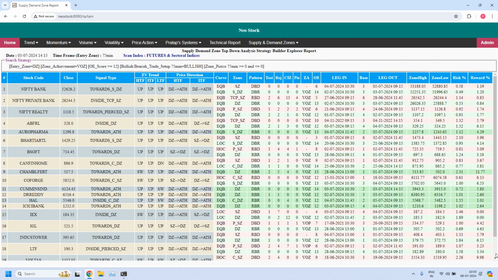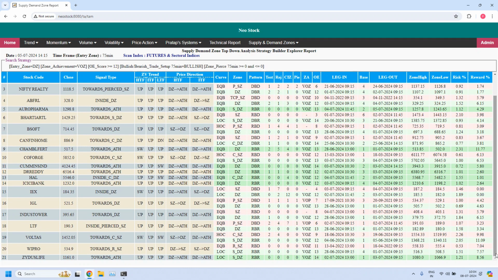So this is the filtered list. Let me scroll the list down. 21. So total 21 stocks are filtered, which are supporting a bullish trade setup for weekly income trade.